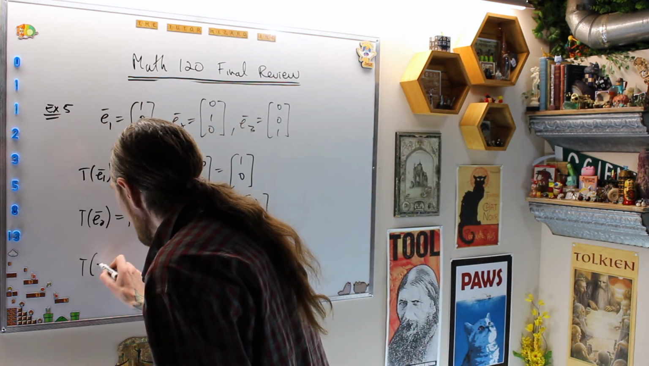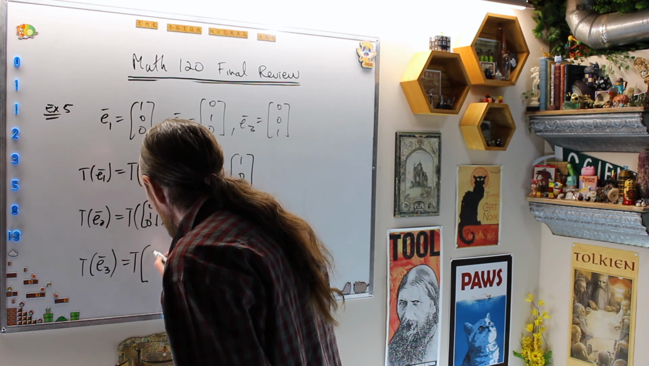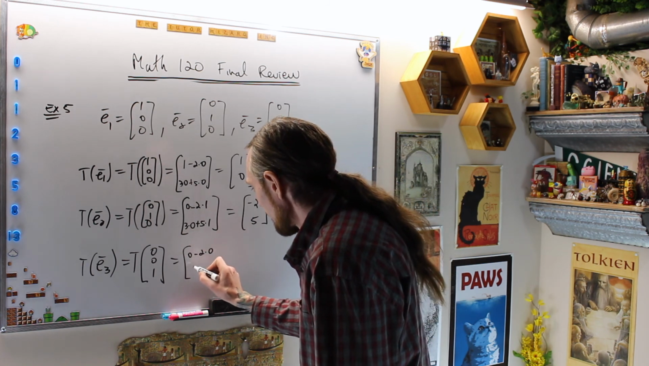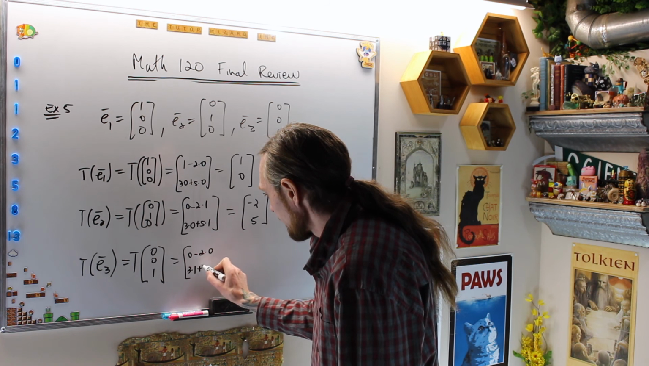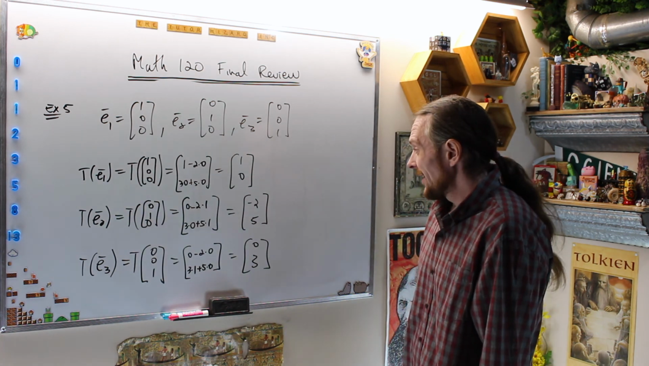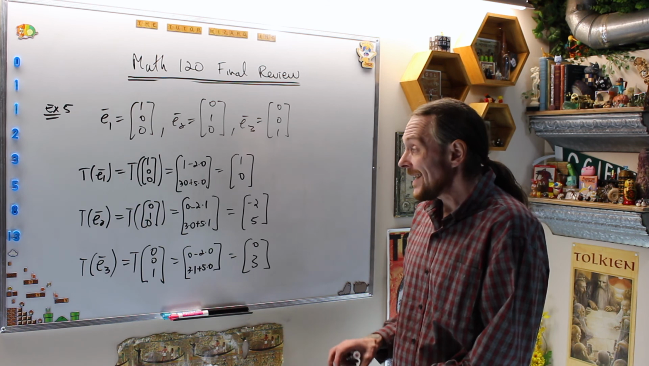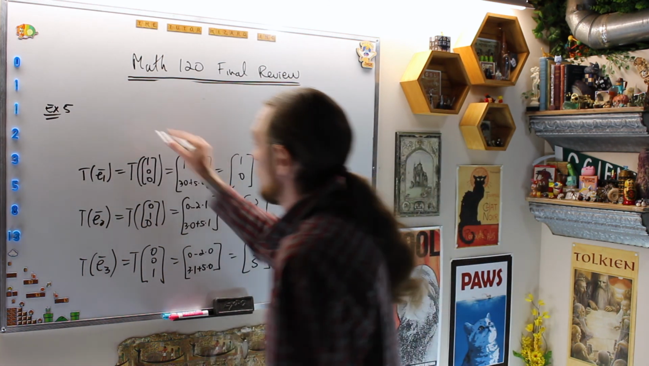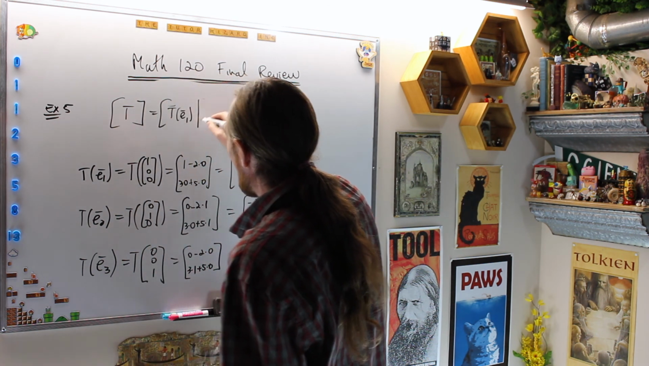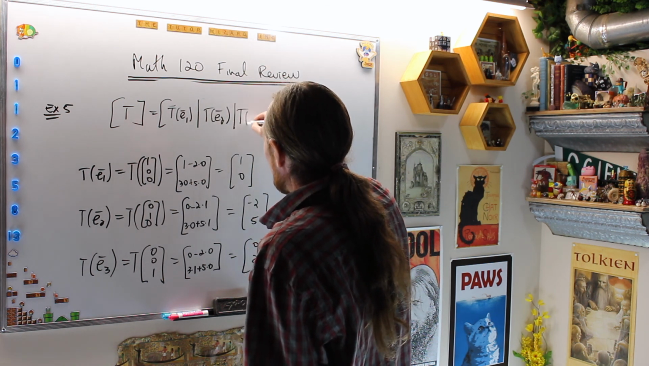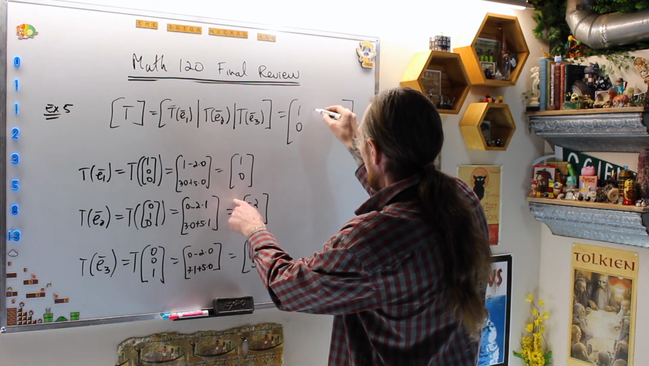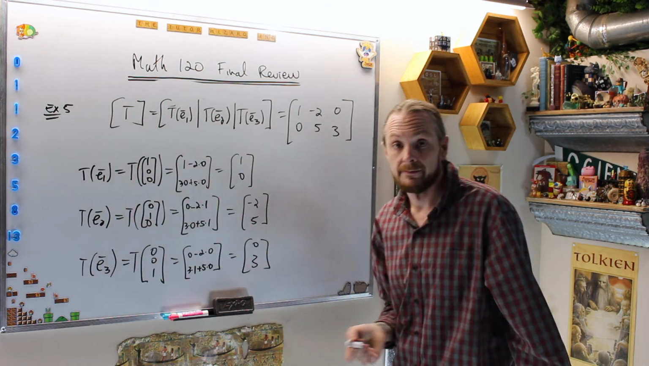And T of E3 is equal to T of 0, 0, 1, which sends me to 0 minus 2 times 0. And then in the second row, I get 3 times 1 plus 5 times 0, which gives me 0, 3. What do those give me? That says the standard matrix of T is now column T of E1, column T of E2, column T of E3. And that gives me the 2 by 3 matrix, 1, 0, negative 2, 5, 0, 3. This is how you compute.